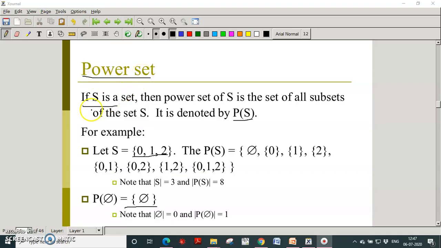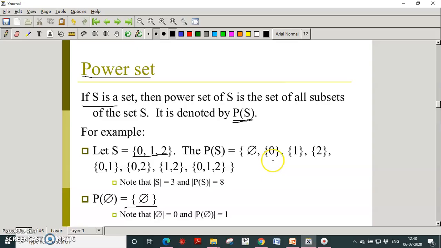So what is the definition of power set? Here we assume S is a set, then the power set of S is the set of all subsets of the set S, and it is denoted by P(S). For example, we have taken S equals {0, 1, 2}. This is a set. When we find the subsets of this, we will get 2 to the power 3, means 8 subsets. And when you take the set of all subsets, you will get the power set. So this is the power set of the set S.